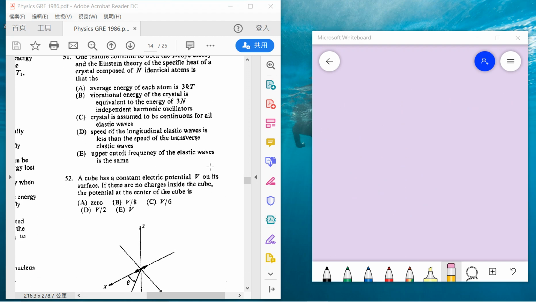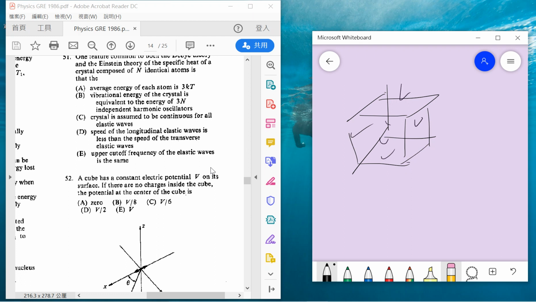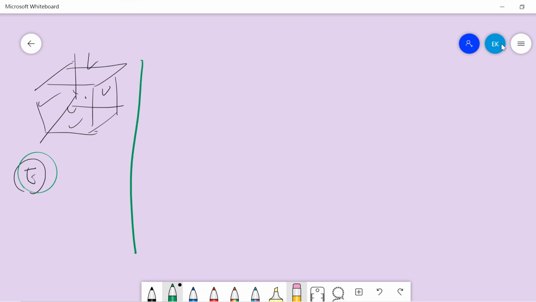Okay, 52. A cube has a constant electric potential on its surface. So we have a cube, and it has surface potential V, and what is the potential at the center? So we just want to guess the answer. We guess the answer is E. And you might think, oh, that's so easy, there's nothing special, but there are important properties. Then why do we guess V?